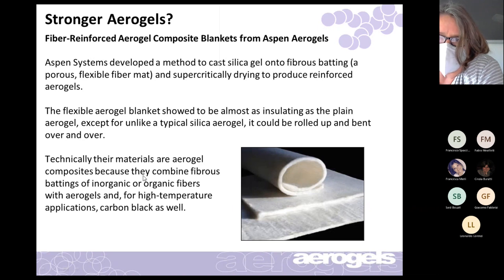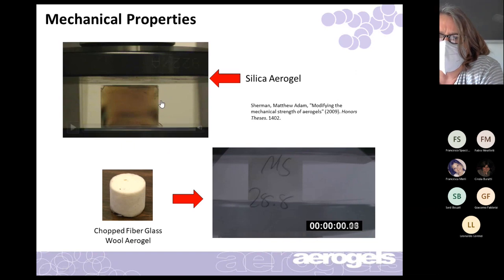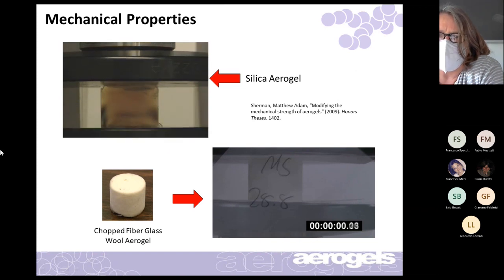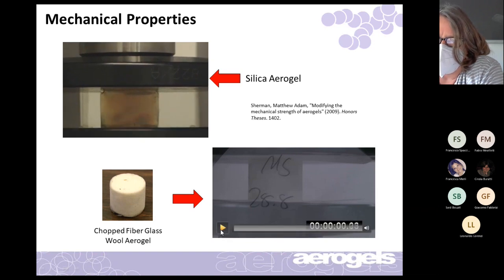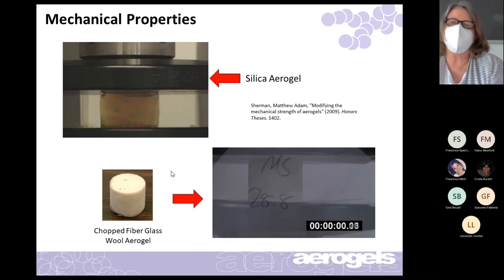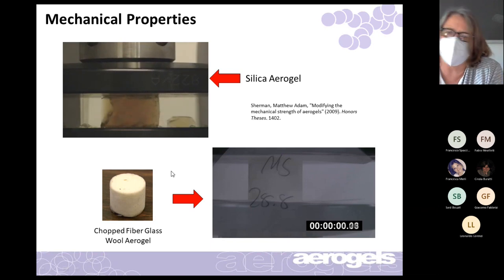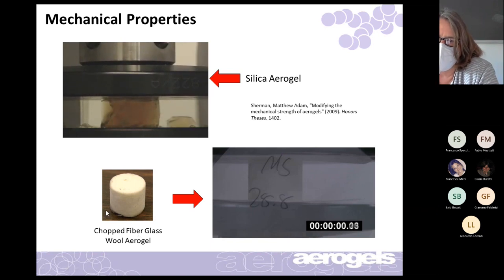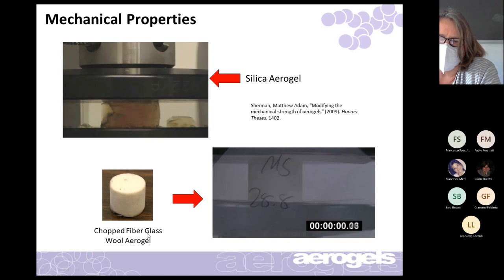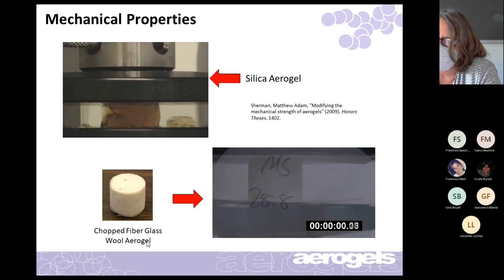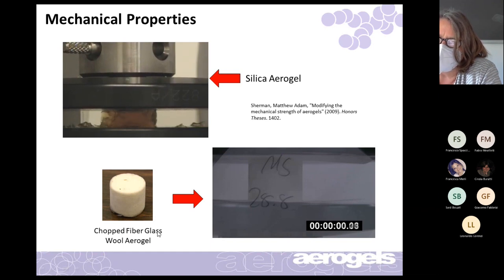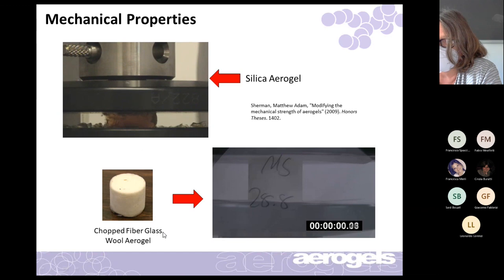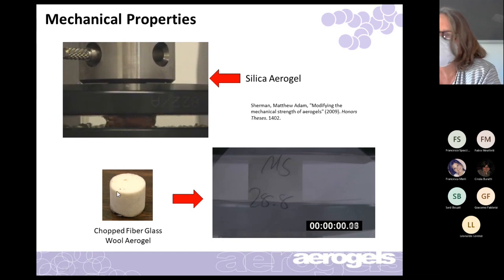And this was the video I showed you before of just a regular aerogel. And now I have a video. I had a student, and we didn't use the same blanket material that they did, but we tried a project where we used chopped fiberglass wool. The thinking was glass wool, because it will not be as conductive. We did increase its thermal conductivity, but not by much. And again, you can't see through it, but here's an example.